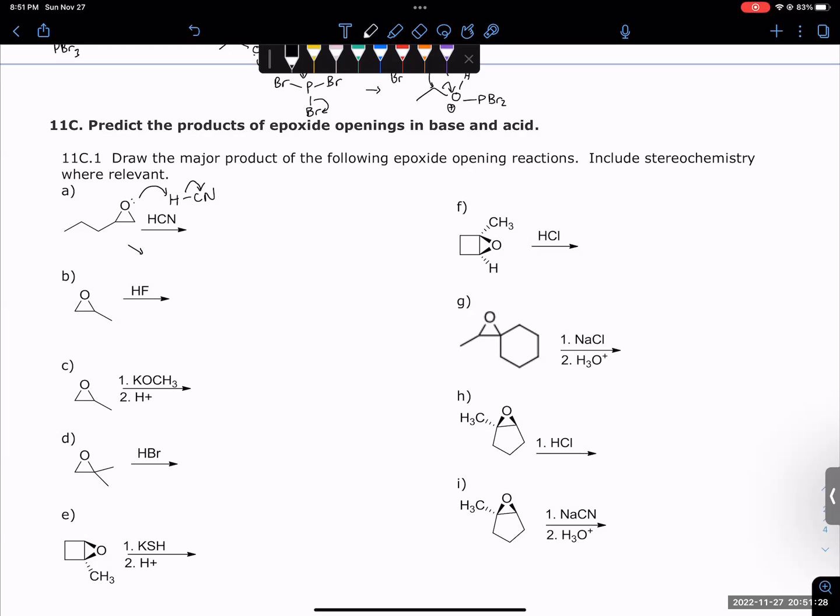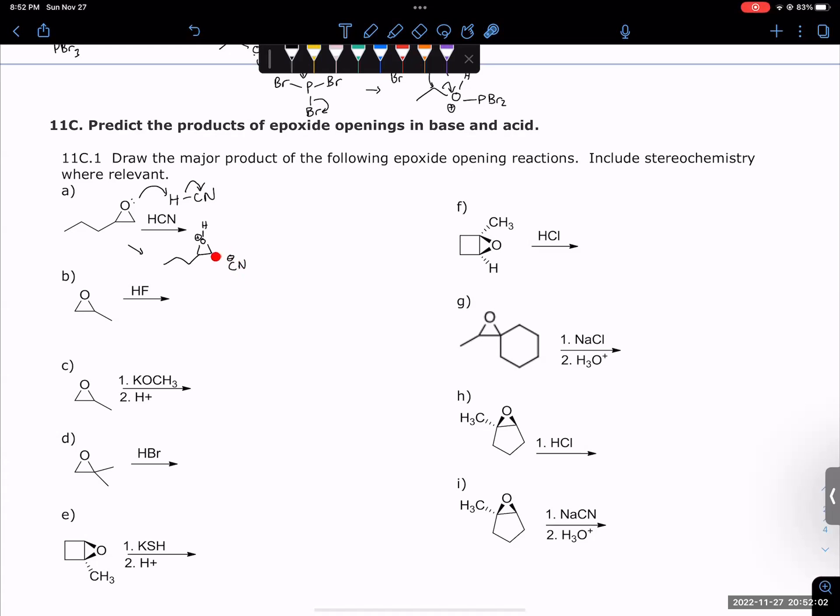And this does say just draw the major products and not the mechanisms, but I'm going to go through the mechanisms for the first couple at least, so that we can understand why that's the product. Okay, so for this one you get something like this. All right, and the thing about these is that sometimes we forget, okay, now we have this product for this first step.